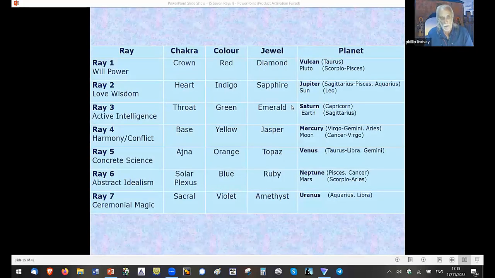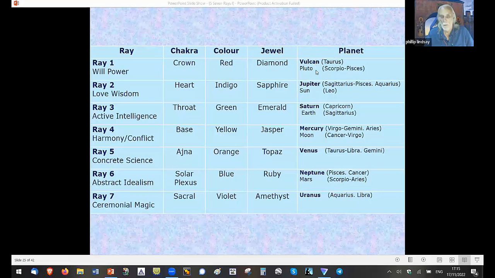So we have here the rays, the chakras, the colors, the jewels, the planets. It's quite a profound, condensed piece of information here. The crown chakra, of course, 1,000-petal lotus associated with the first ray of will or power. Red, the color, diamond, the gem, Vulcan, Pluto, the planets ruling.